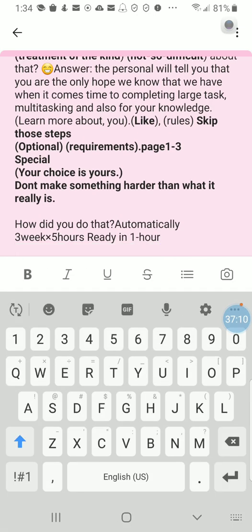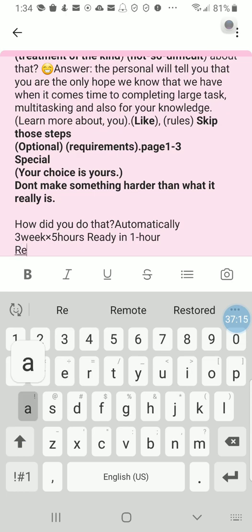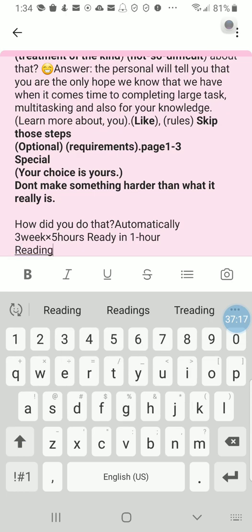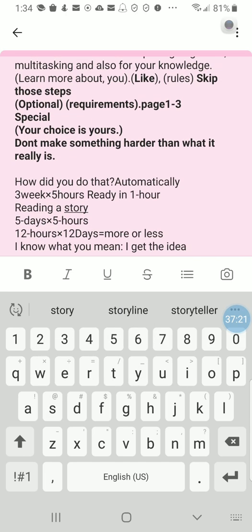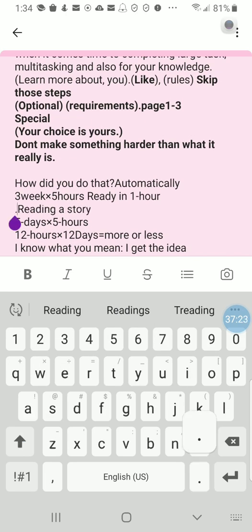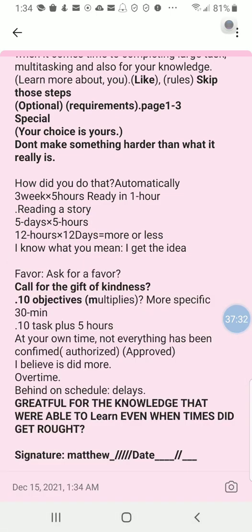Yeah, reading a book, reading a story, something like that. We're reading a story, and do you think you'll have it ready in an hour or something like that, or maybe print copies or something like that?